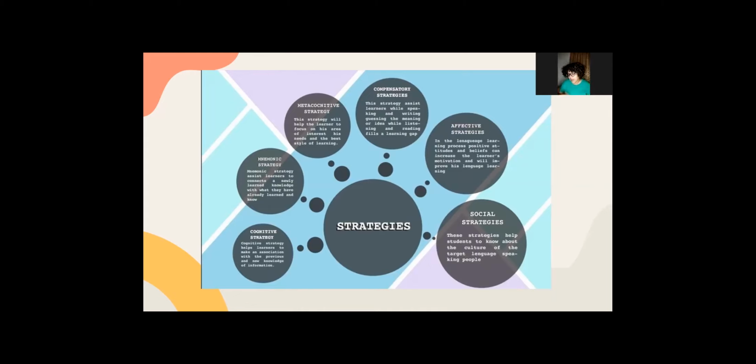And then we have the techniques. The techniques are the implementation of the resources that the teacher is going to use in class. The teacher is going to use these techniques in class to understand a little bit more about the language.